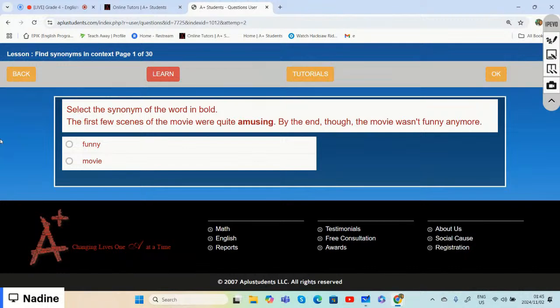And if we were to choose the word that's the same as or almost the same as amusing, we can say it is funny. It's something funny. But in this context, of course, we're saying that the movie wasn't funny.